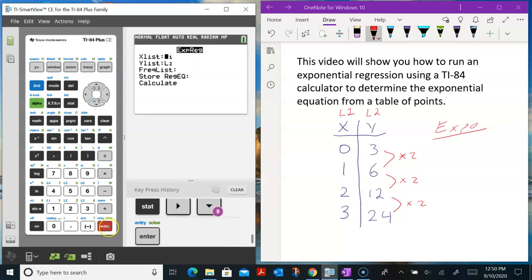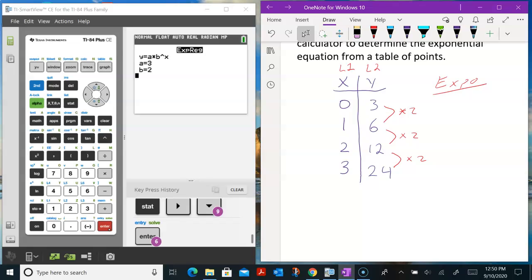We want to go ahead and enter, and it says be sure that you entered your X's in L1, which we did, and the Y's in L2, which we know we also did. So let's go ahead and calculate this equation for us. And there you go. It's given us our equation. It tells us what the generic equation looks like.